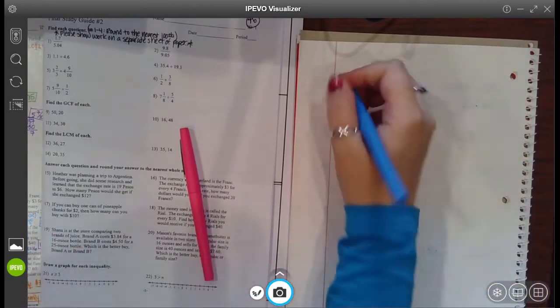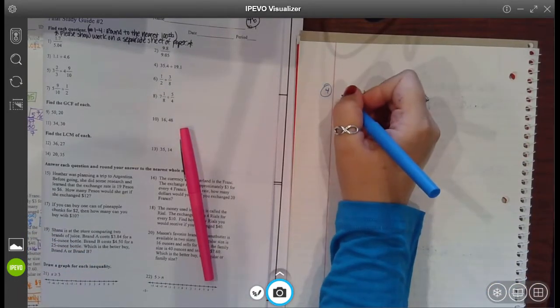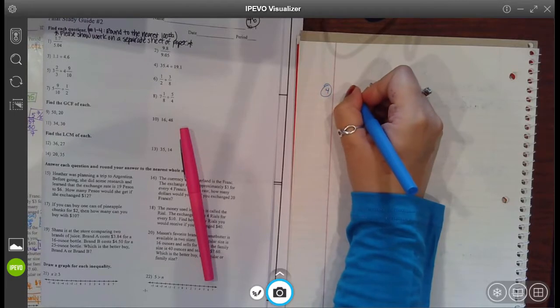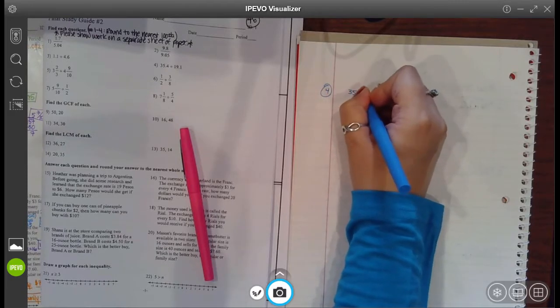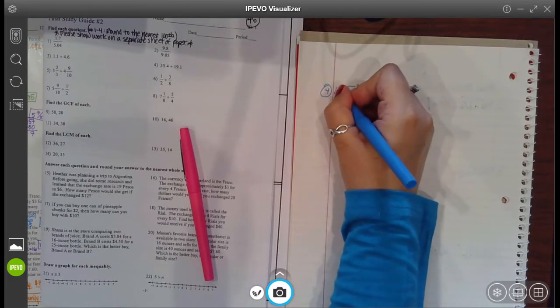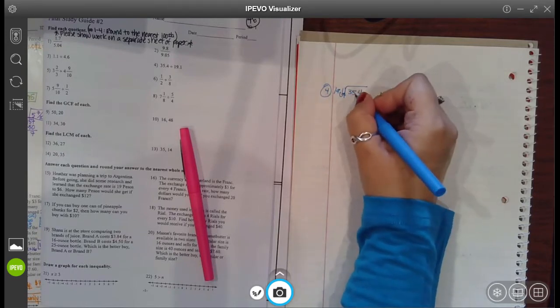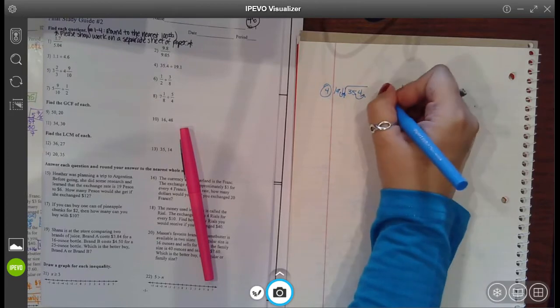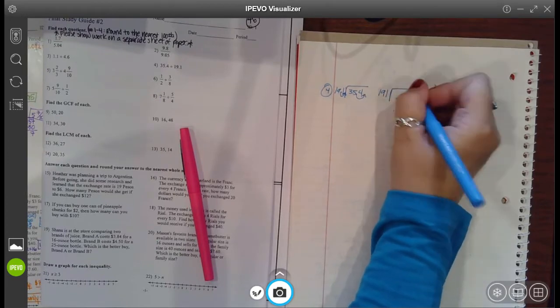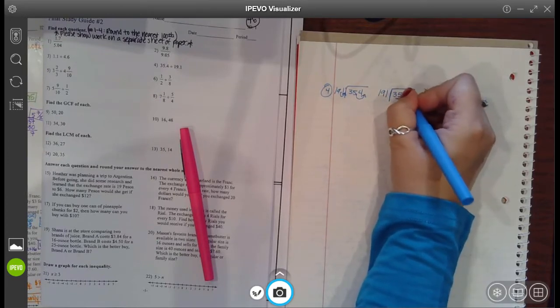Okay, so for number 4 is 35.4 divided by 19.1. You can't divide with decimals, so move it. And since I moved it once there, let's move it once there as well. 191 into 354.